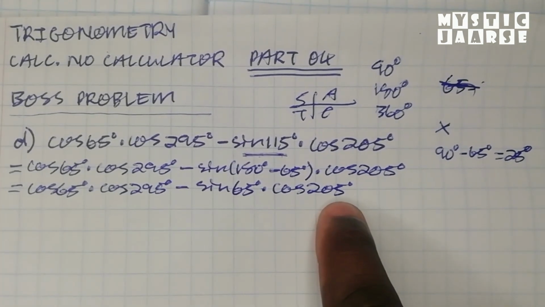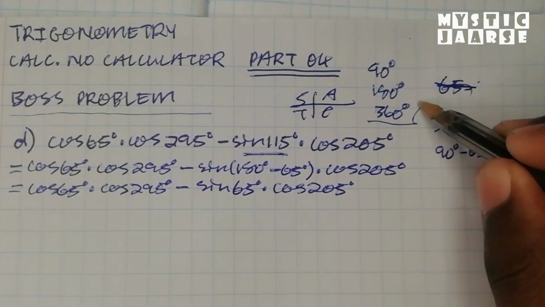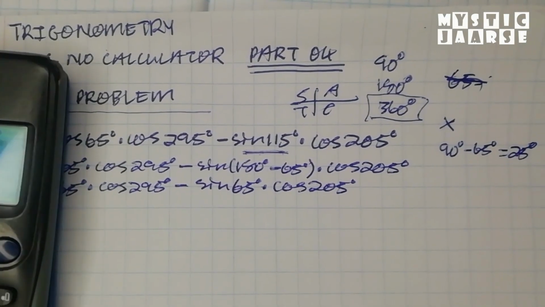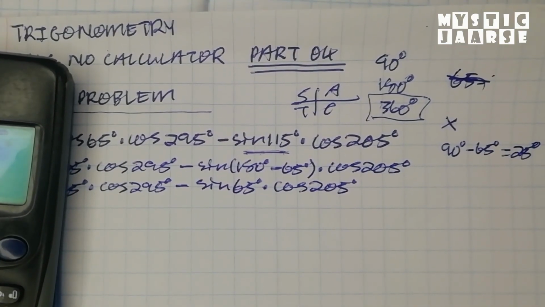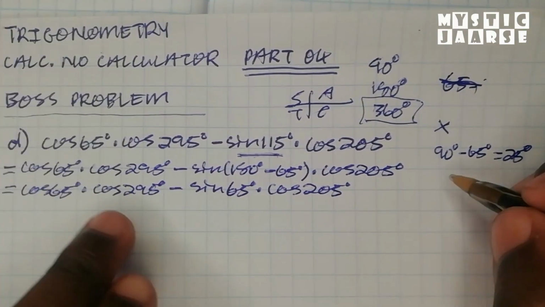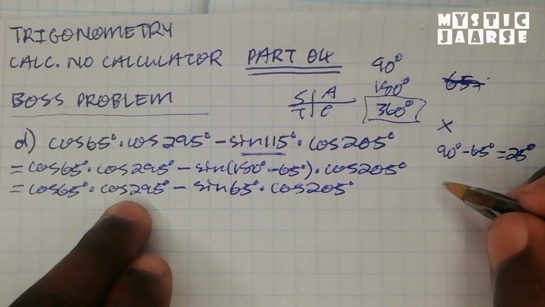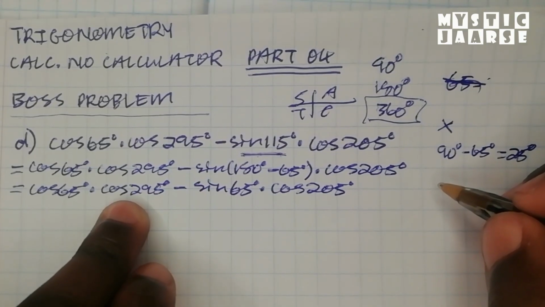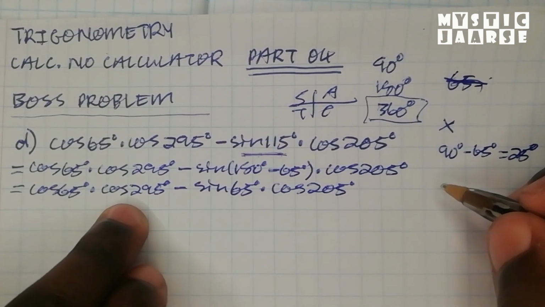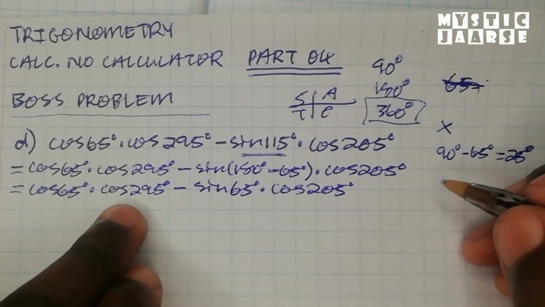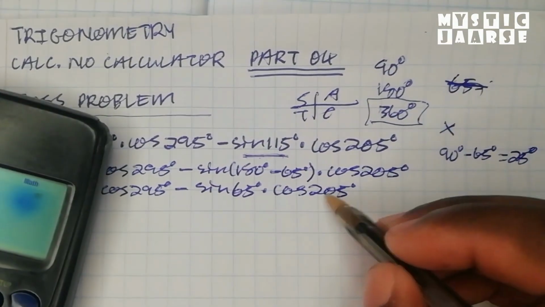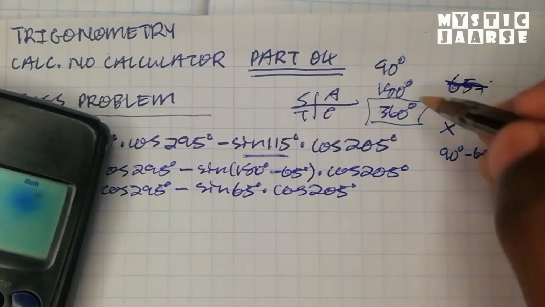295 and 205. How about we use 360 to reduce these angles? Let's start off with this one. I have 360 minus 295. We get 65 degrees again. Wow, this is surprising. If we reduce this, we will eventually have cos of 65 degrees. So we will have cos 65 multiplied by cos 65. That has never happened before. That's something we have never seen before lately, right? And on this side, what about 205? Let's reduce 205 by 180.